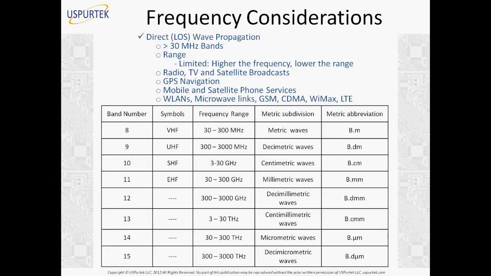Okay, so we always go above 30 megahertz bands. All direct wave propagation happens above 30 megahertz. And the range is limited by the frequency. Again, higher the frequency, lower the range, because the power decays. Higher the frequency, more power decays. It's very commonly used for radio, TV, and satellite broadcasts, for GPS navigation, and mobile and satellite phone services. So direct propagation has many uses: wireless LANs, microwave links, GSM, CDMA, WiMAX, LTE, 4G wireless broadband, and so on.